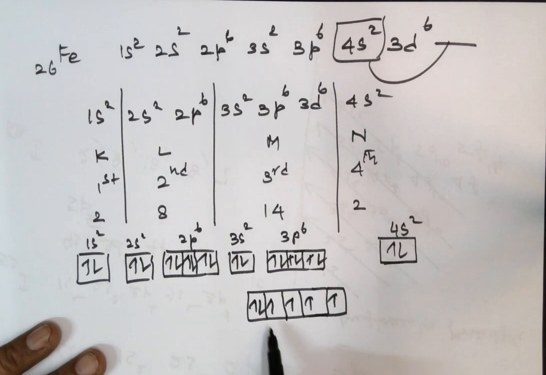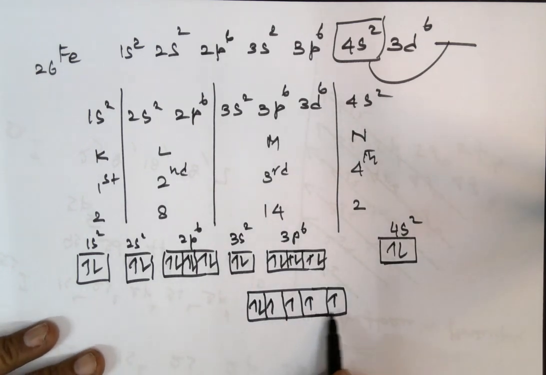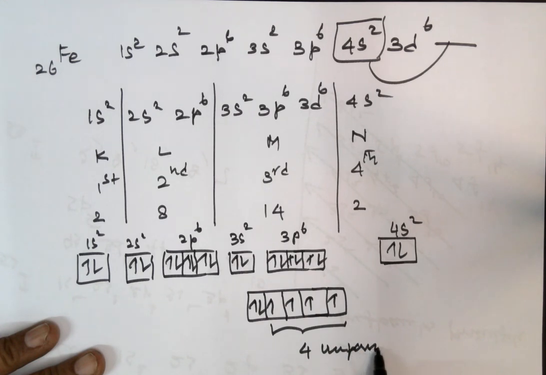Now you can tell how many unpaired electrons are here? 1, 2, 3, 4. So these are all unpaired electrons. So 4 unpaired electrons. These 4 unpaired electrons can easily bind to other elements to form a bond, and that is why they are called bonding electrons. Take down. They are all called bonding electrons.